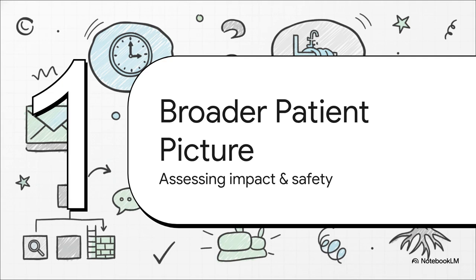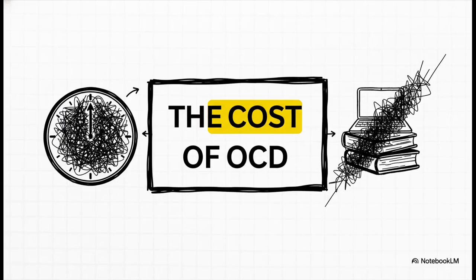Okay, so you've identified the core symptoms. Now it's time to zoom out a bit. We need to see the bigger picture, how this is affecting their life, screen for any other issues, and most importantly, check for any immediate risks. You need to figure out how much this is actually impacting their day-to-day life. This helps you gauge how severe it is.